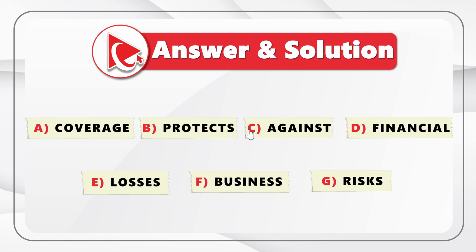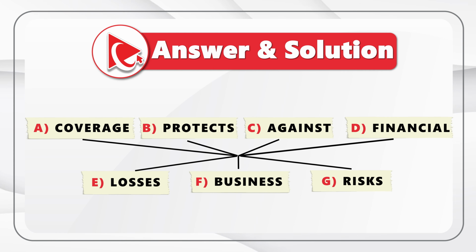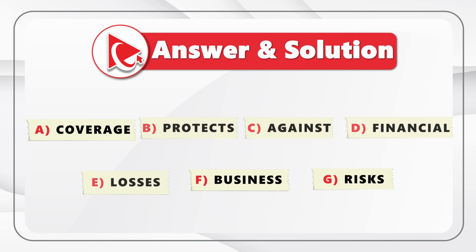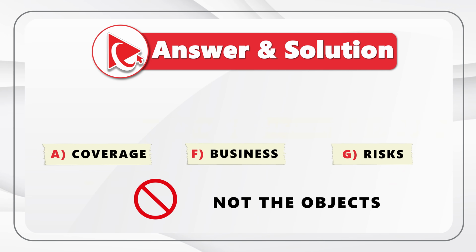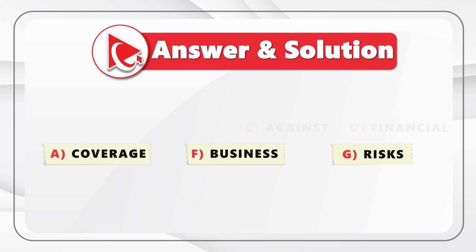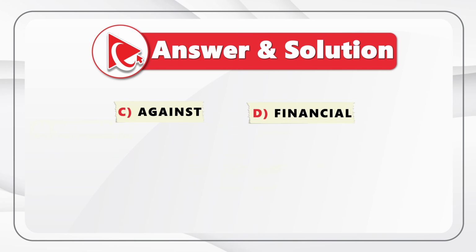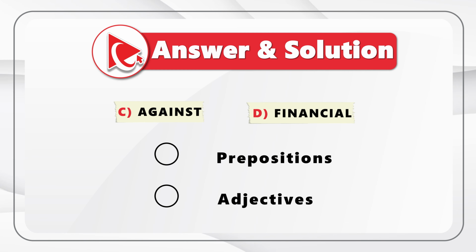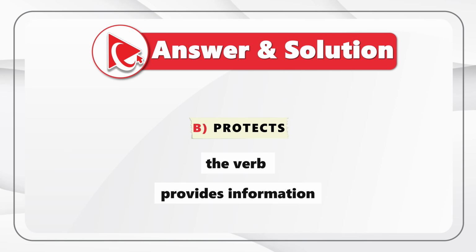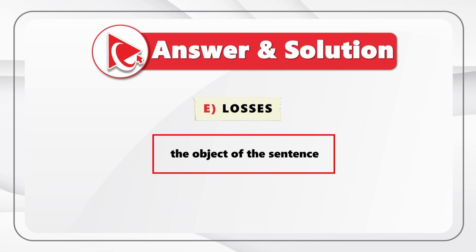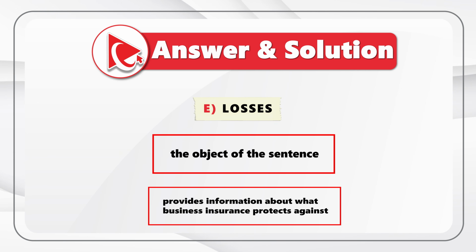To get to the correct answer, let's look at each word in this sentence to determine the meaning of the word and how to use it the correct way. We start with the words coverage, business, and risks. These are not the objects of the sentence. We also look at against and financial. These are prepositions and adjectives. The word protects is the verb and it provides valuable information in the sentence. The word losses is the object of the sentence and it provides information about what business insurance protects against.